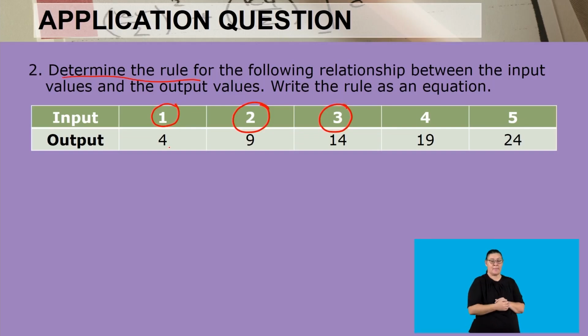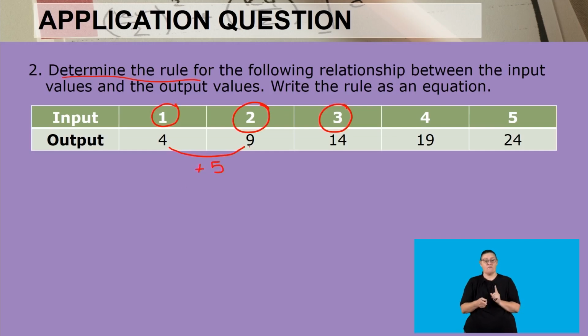So let's see what is the pattern here so that we can determine our rule for our input values and our output values. So there we have a 4, and from the 4 to move on to the next number we have been given, that is, we add 5.